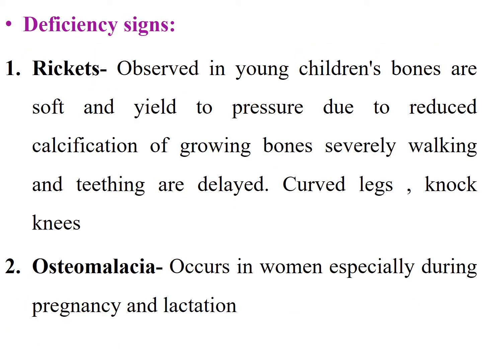Then the deficiency symptom of vitamin D is rickets. Rickets is the major deficiency symptom of vitamin D, and it mainly occurs in small children rather than adults. It is observed in young children whose bones are soft and yield to pressure due to reduced calcification of the growing bones, with severe difficulty walking, and the teeth are decayed.